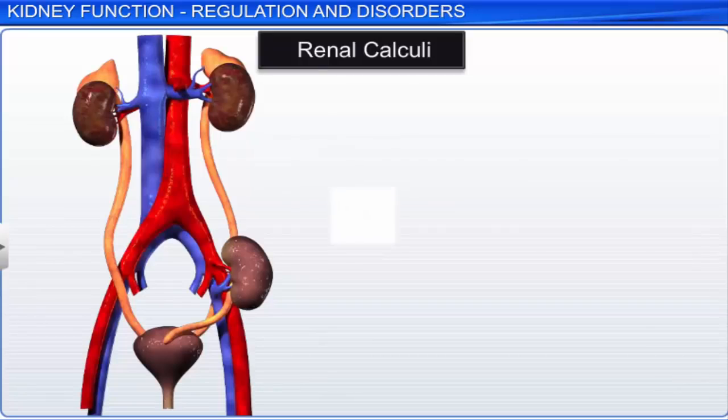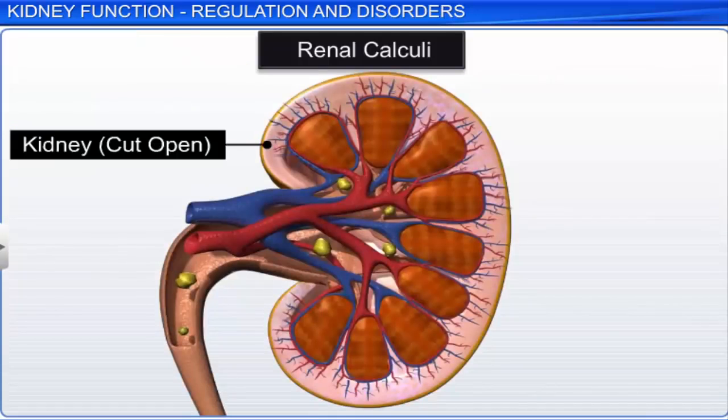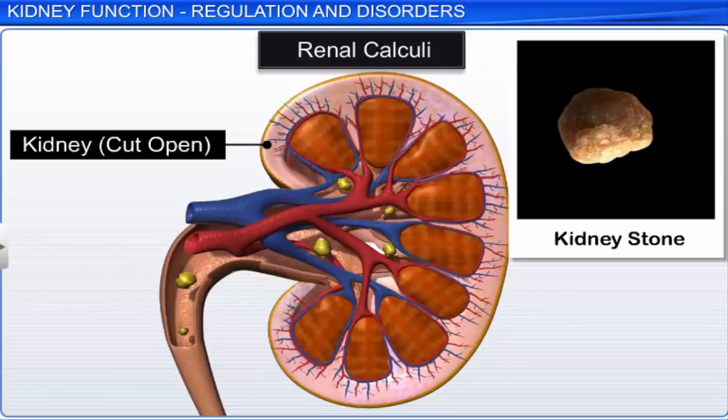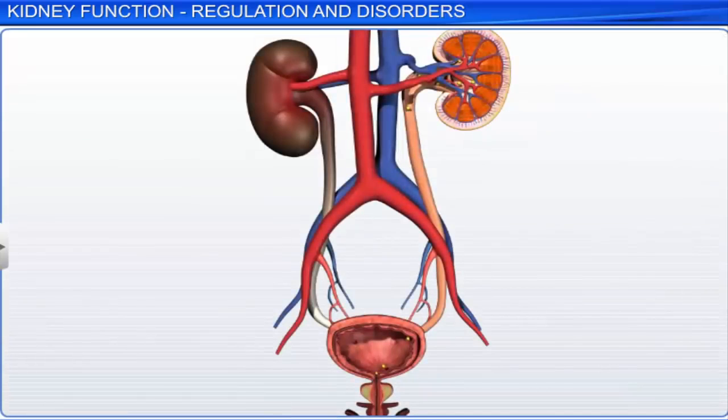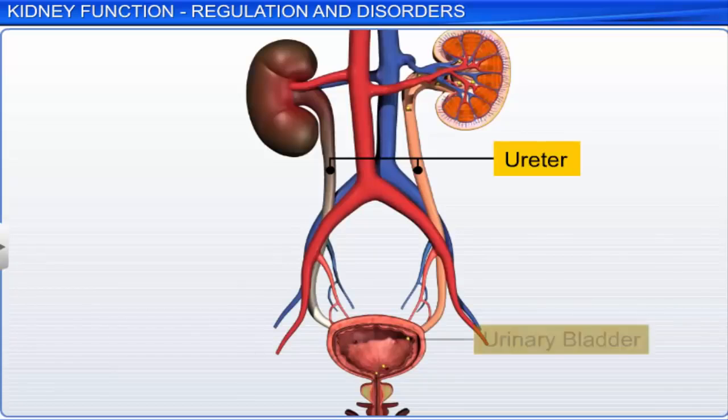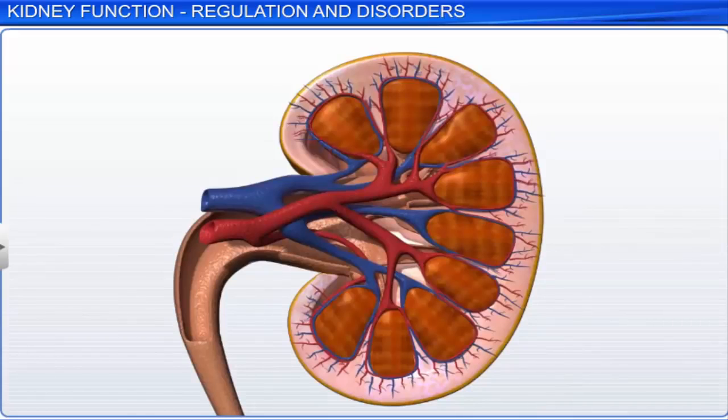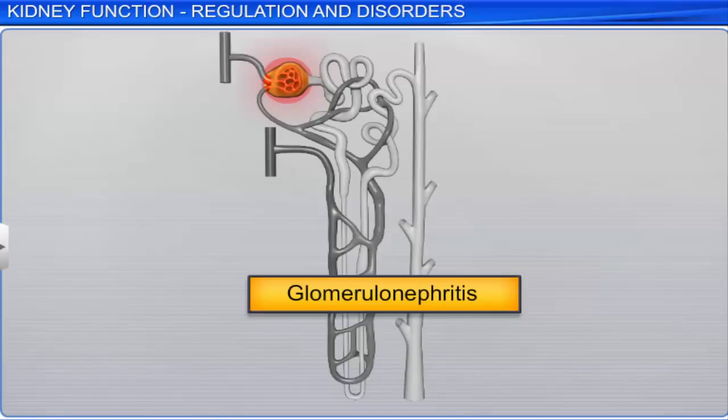Other disorders due to the malfunctioning of the kidneys include the formation of stones or insoluble masses of crystallized salts within the kidney, a condition known as renal calculi. These stones are usually salts of calcium, mainly calcium oxalate or calcium phosphate. Such stones are also formed in the ureter and the urinary bladder. Another disorder affecting the kidneys is glomerulonephritis, wherein the glomeruli of the kidneys get inflamed.